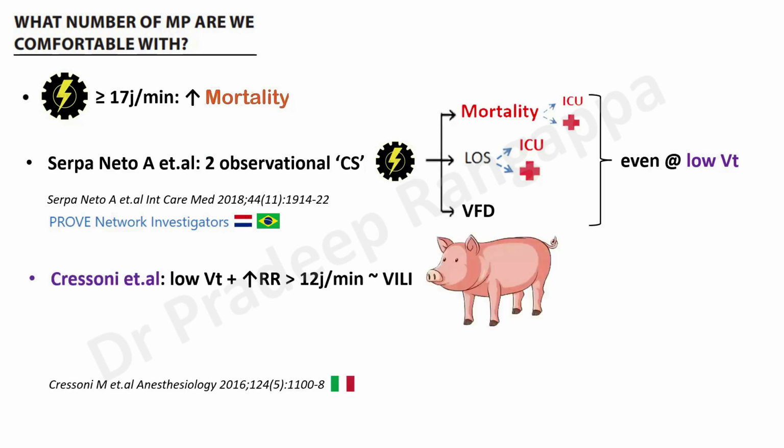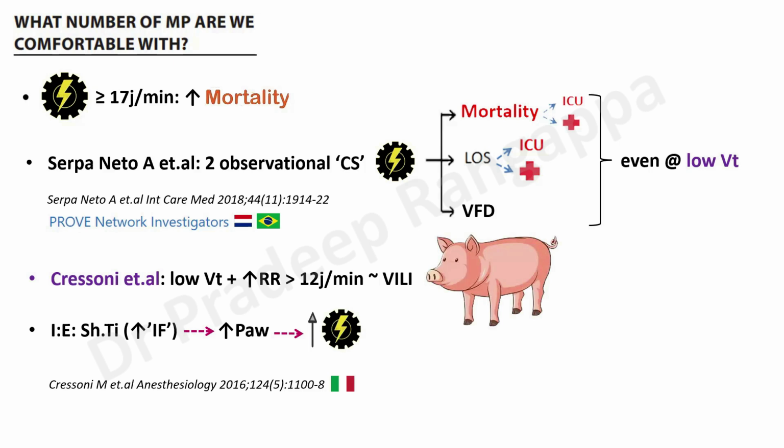So Cressoni et al. from Italy looked at low tidal volume with a high respiratory rate, where a mechanical power of more than 12 joules per minute in pigs caused VILI, ventilator-induced lung injury, even at low tidal volume. And they showed in this particular study that when there is a shortened inspiratory time, where the IE ratio is maintained, if you shorten inspiratory time, there is an increase in the inspiratory flow that you have to do. That increases the airway pressure and that increases the mechanical power.